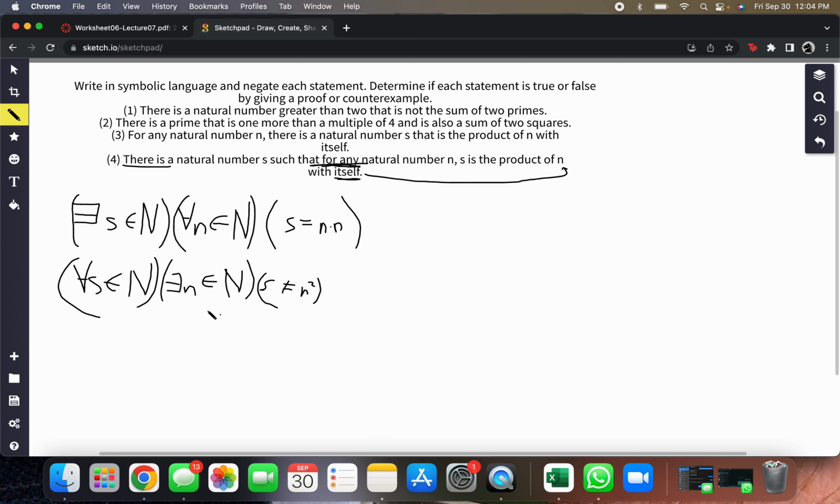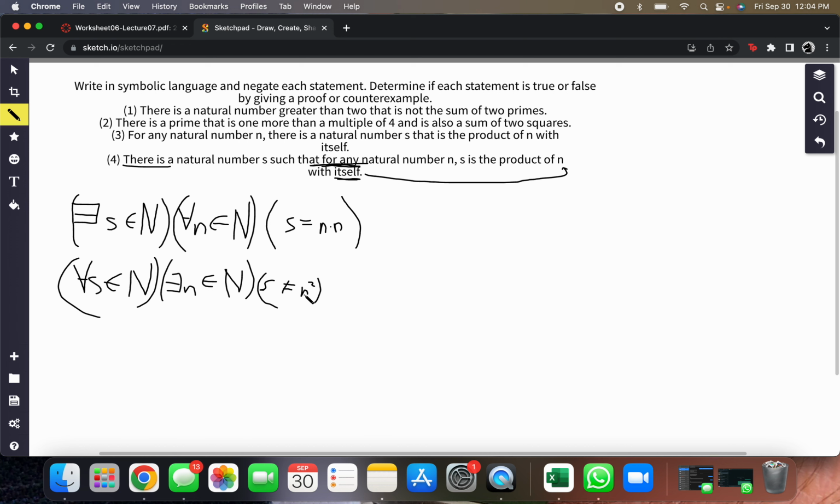There we go. Okay, and this negation is saying that for every natural number s, there exists some natural number n such that s is never the square of n. What does that mean? For every s in N, for every natural number, there's some n. Let's maybe even start with this. There's some n that for every natural number s, this is not true.